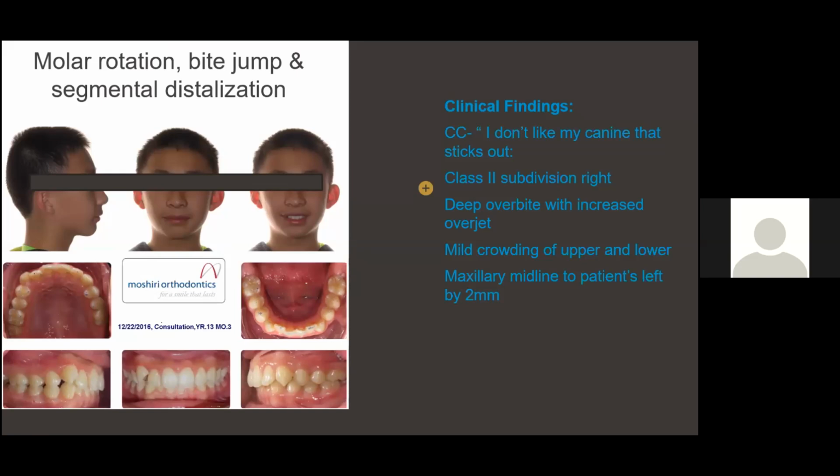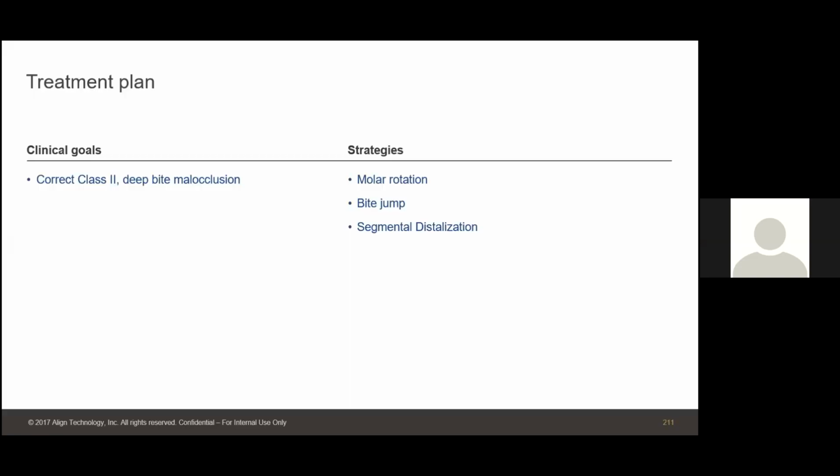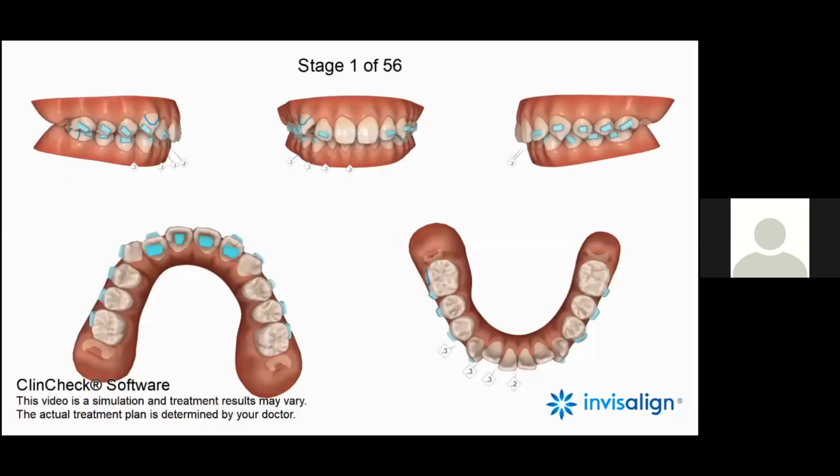So young man comes in, class 2 div 1 subdivision right, maxillary midline again off to the left. So it is appropriate to use distalization of the right buccal segment to correct his class 2 malocclusion and his deep bite. So again, treatment plan, class 2 correction with Invisalign. We're using molar rotation, bite jump, and distalization.